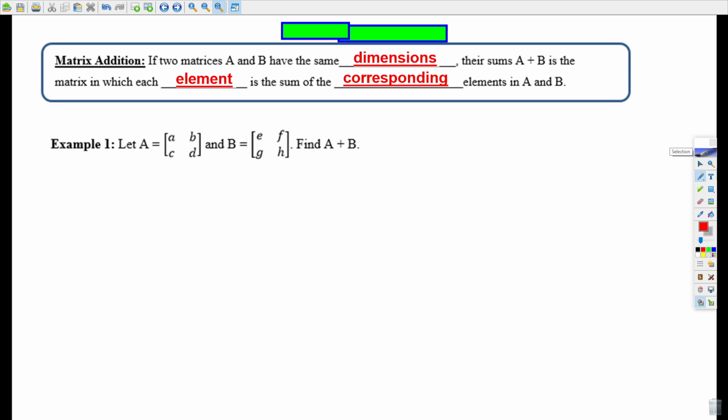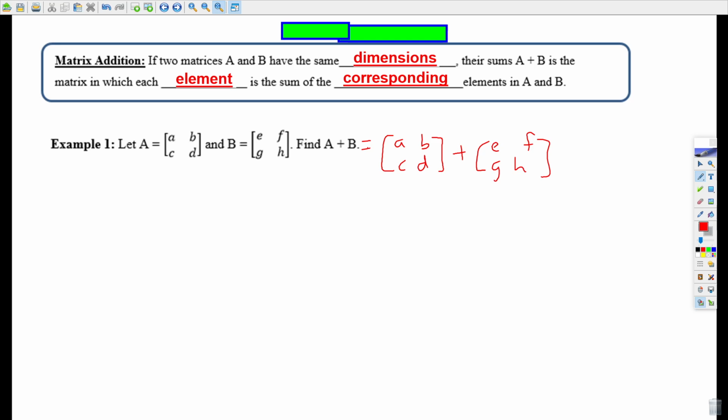As an example, for example 1, let A equal the matrix a, b, c, d, and B equal the matrix e, f, g, h. We're going to find A plus B. That means A and B equal these matrices, so we just substitute them in and add them together. In this particular case, we don't have any numbers, but we can add them without numbers because it doesn't matter. So A plus B means a, b, c, d plus e, f, g, h.